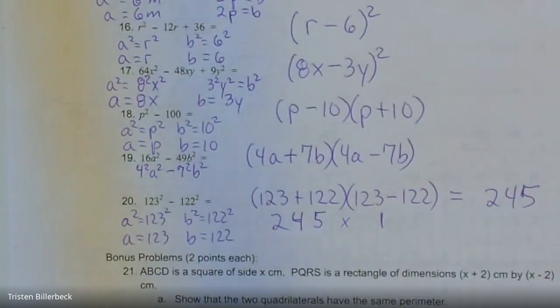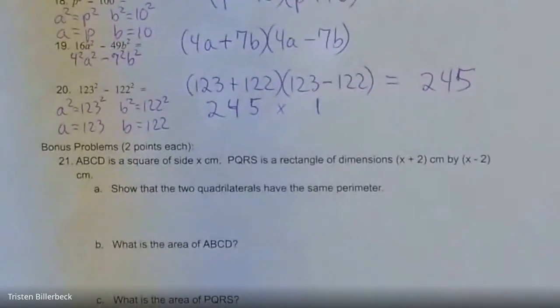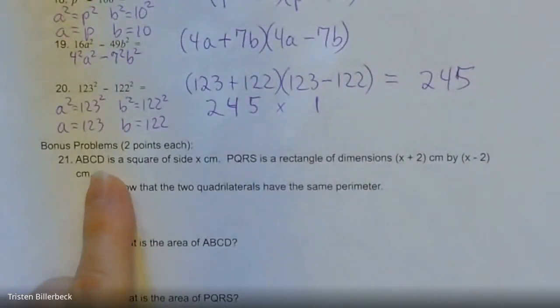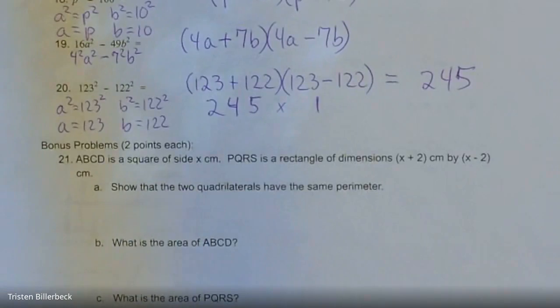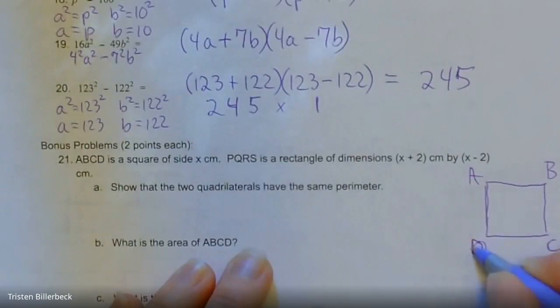All right, the bonus problem. Okay, so I have the quadrilateral ABCD is a square with the sides of x. Okay, so I have ABCD. It's a square. Oops, that's C and that's D. You have to keep going around. So A, B, C, D. So each side's x.